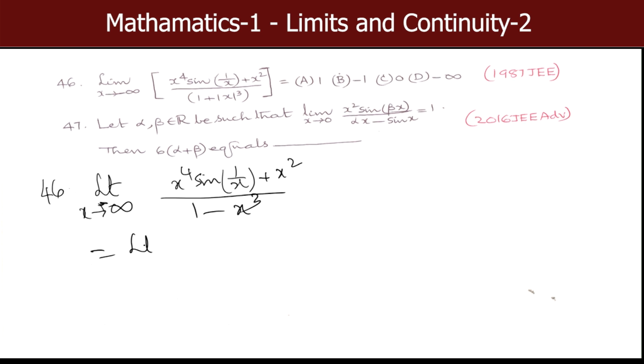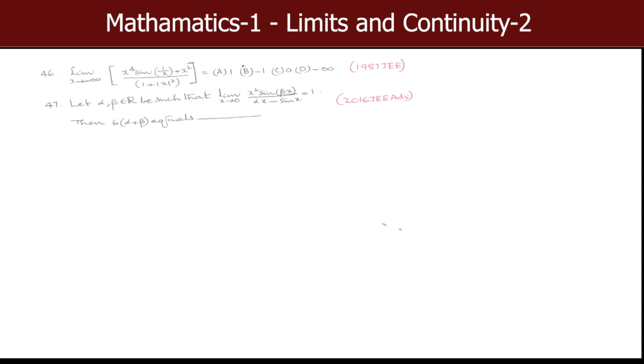Divide by x cubed: x sin 1 by x plus 1 by x by (1 by x cube minus 1). This has a limit 1 as x extends to minus infinity. This is minus 1. So, therefore, this is equal to minus 1, which is the second option.